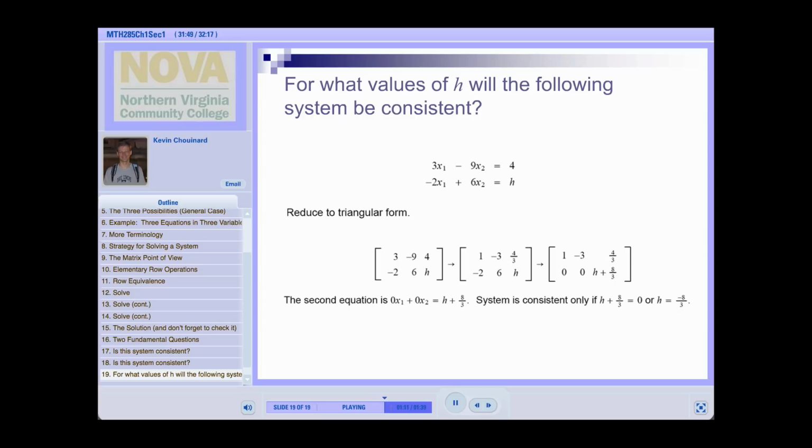Now, the first line is what it is, but that second line there is saying that 0x sub 1s plus 0x sub 2s equals h plus 8 over 3. Now, the left-hand side of that equation is clearly just 0. And so the only way that this equation can make any sense is if h plus 8 over 3 is equal to 0, and that can only happen if h is equal to negative 8 over 3.